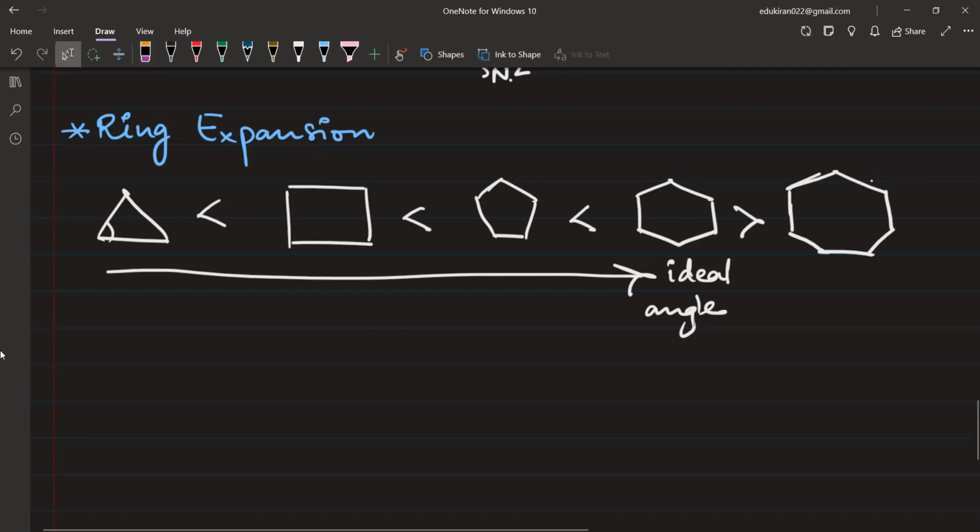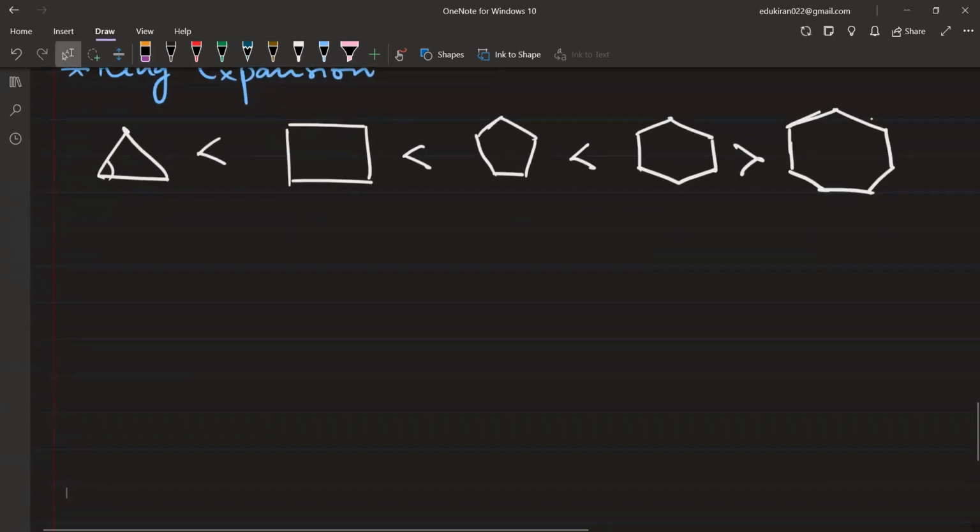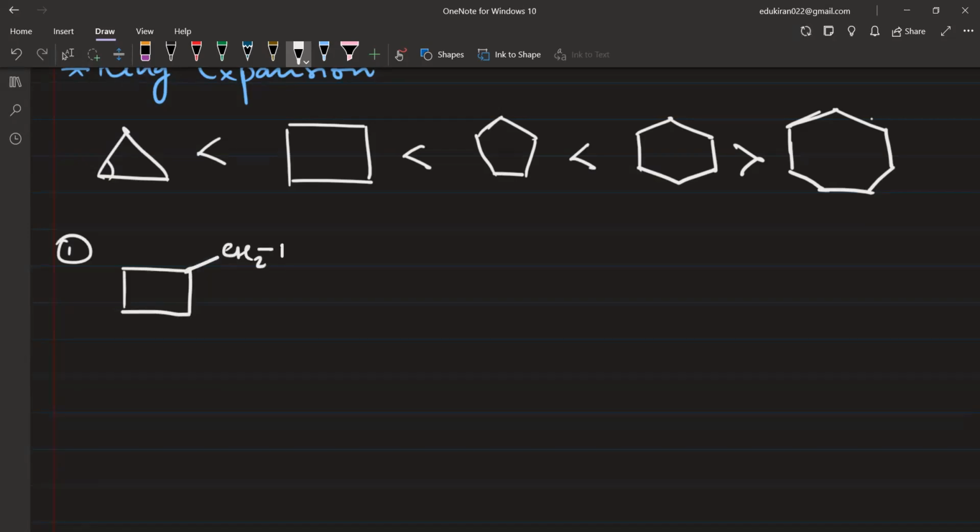Okay. Now, here suppose you have a case like this. Number 1, let us suppose that you have some ring like this and you have CH2Br. If you are going to get a carbocation, the carbocation will look something like this. CH2 positive.